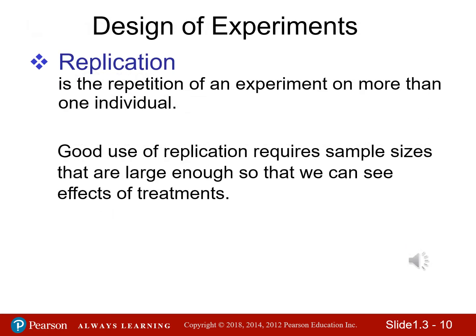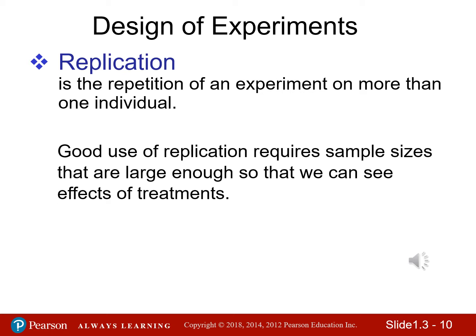Now let's consider some design of experiments. A well-designed experiment will include replication, blinding, and randomization. Let's take a look at these three terms. Replication is the repetition of an experiment on more than one individual.